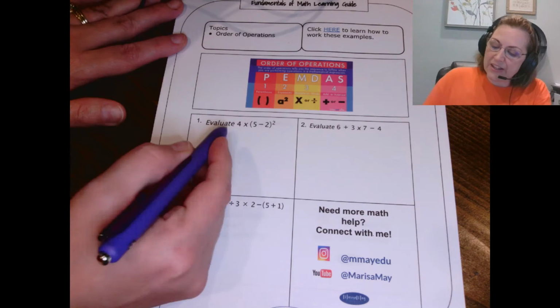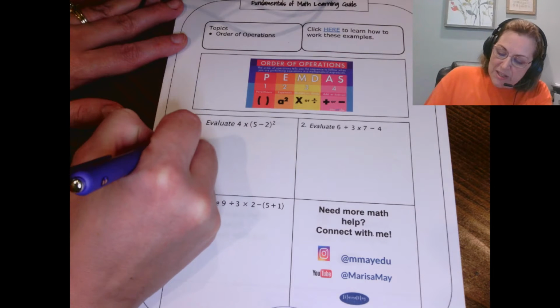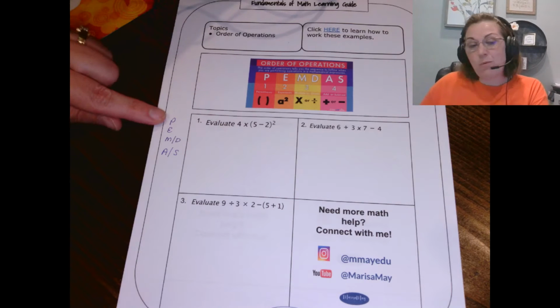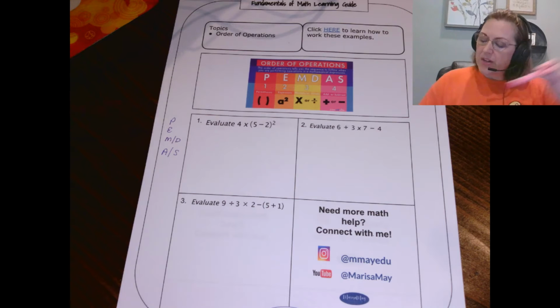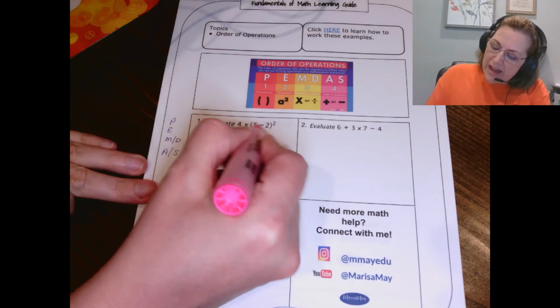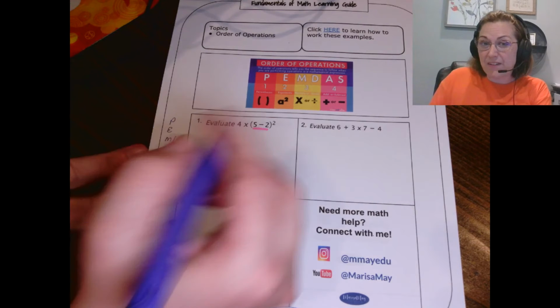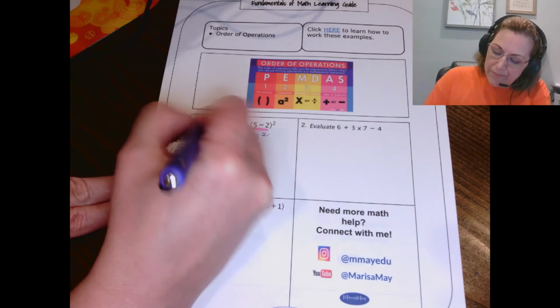So let's take a look here at problem number 1. I like to use the PEMDAS as a little bit of a checklist for myself. So I work my way down by doing the parentheses first. So I'm going to do the operation that's inside of that parentheses. In this case, that's the 5 minus 2, which gives me 3.